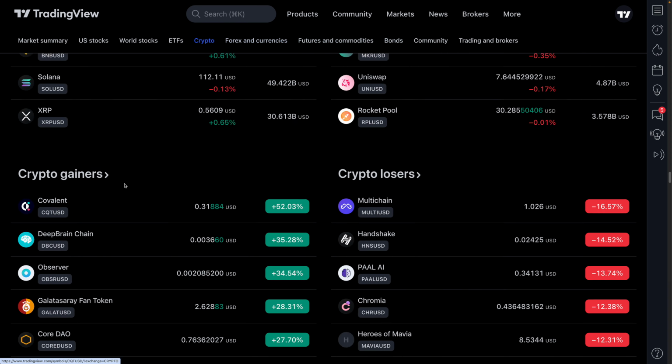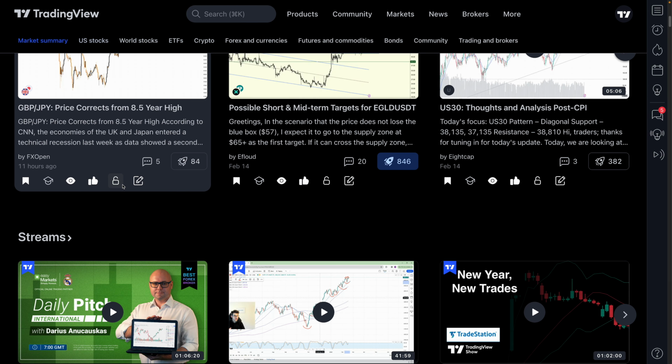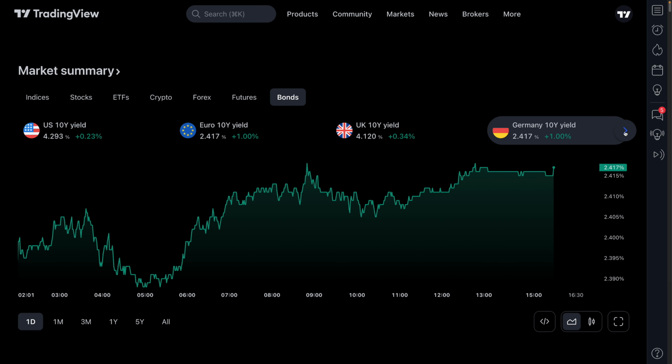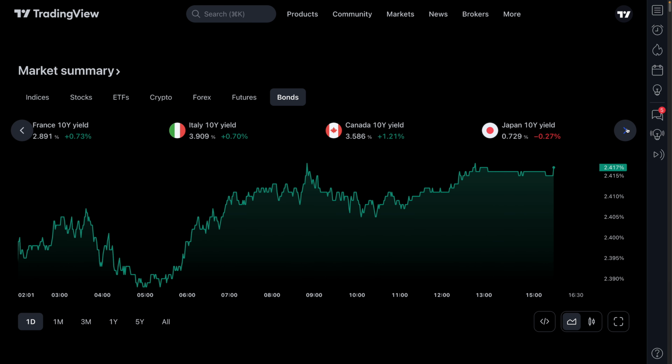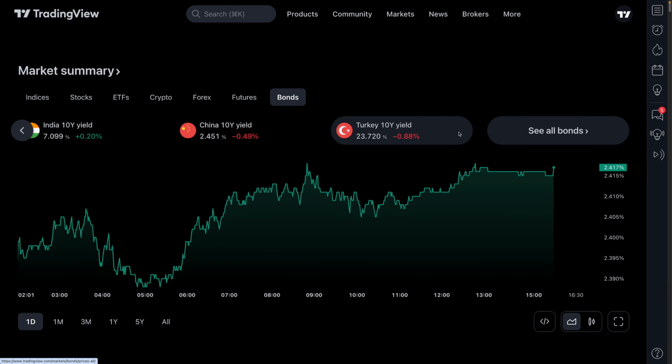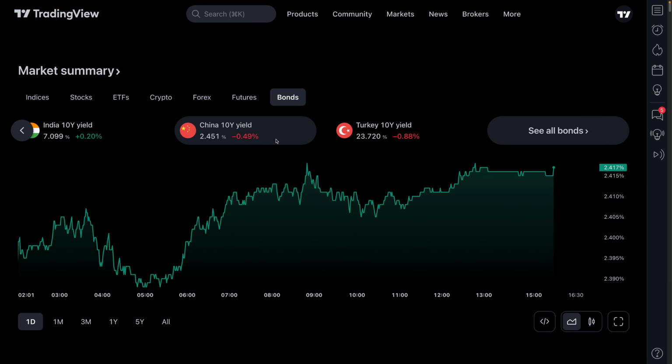In addition, what's particularly important, if you'd prefer not to scroll down that quickly, is that you can click this button here to go to the right, click it again, go to the right. So you've got all of these major 10-year yields before you. And if you click this button, you'll see all the bonds. You'll go to the bonds page on TradingView.